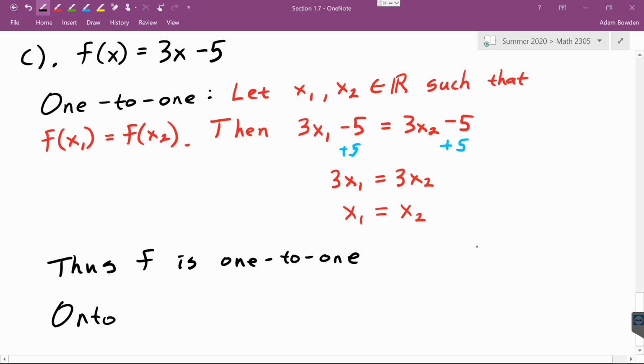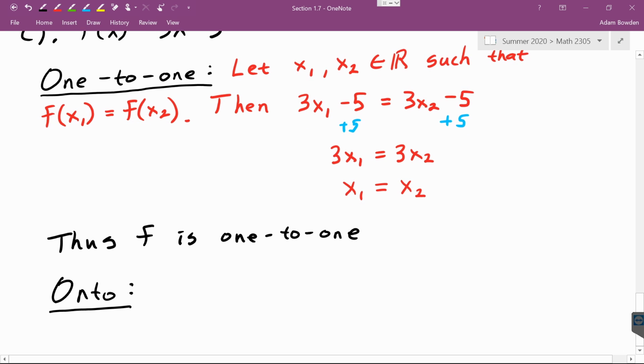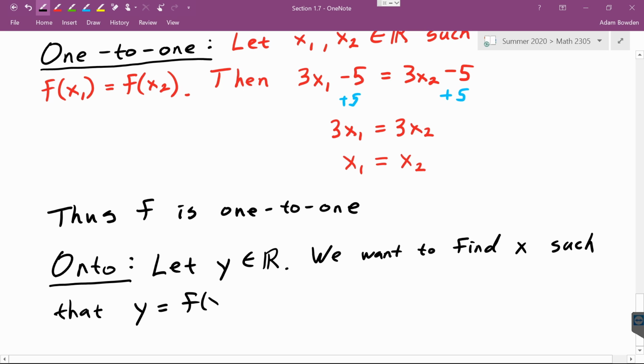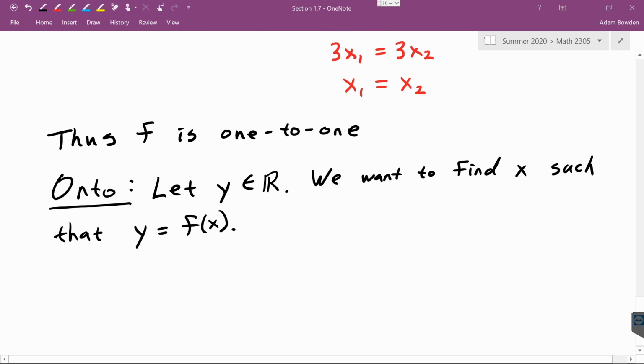Now, to demonstrate that it's onto, and if we know it's 1-to-1 and onto, then we can talk about its inverse. What we're going to do is let y be an element of the codomain, in this case, the real number set. So what we want to do is find an x such that y is equal to f of x. If that is true for all values of y, then we have an onto function.